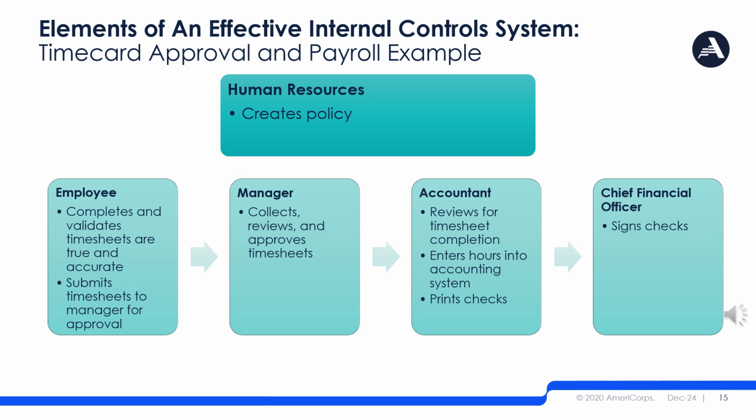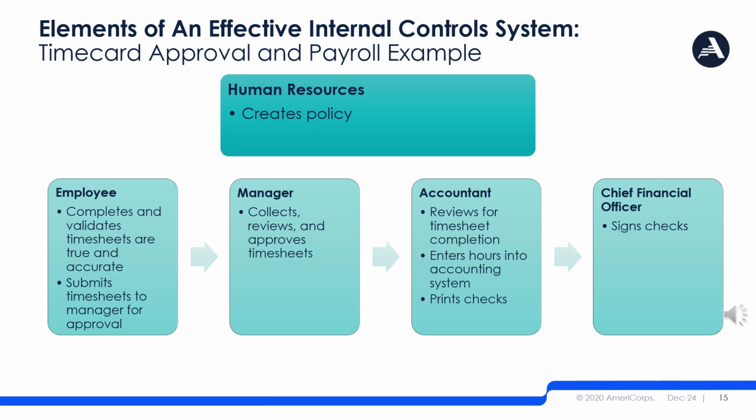Employee completes and validates that timesheets are true and accurate, then submits the timesheets to their manager for approval. The manager collects, reviews, and approves timesheets. The accountant reviews timesheets for completion, enters hours into the accounting system, and prints the checks. Finally, the CFO signs the checks.